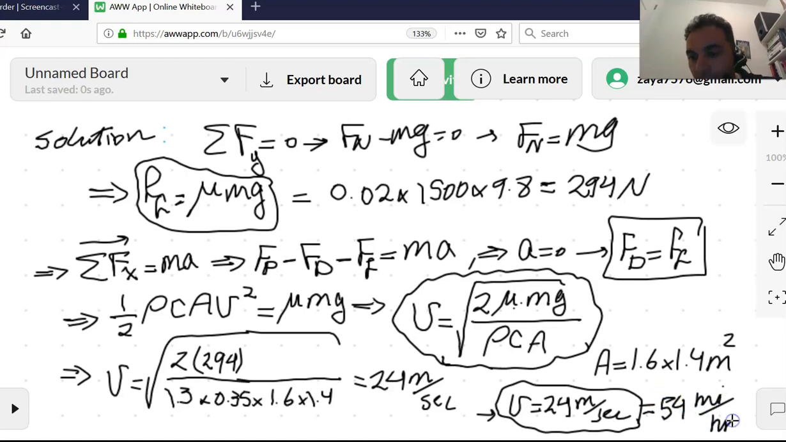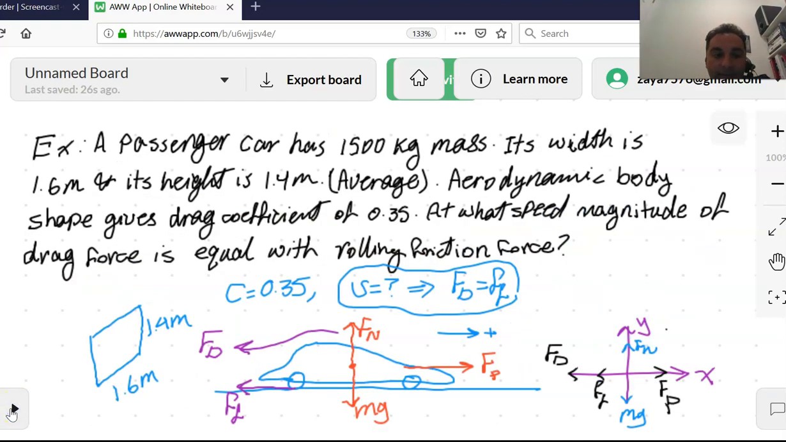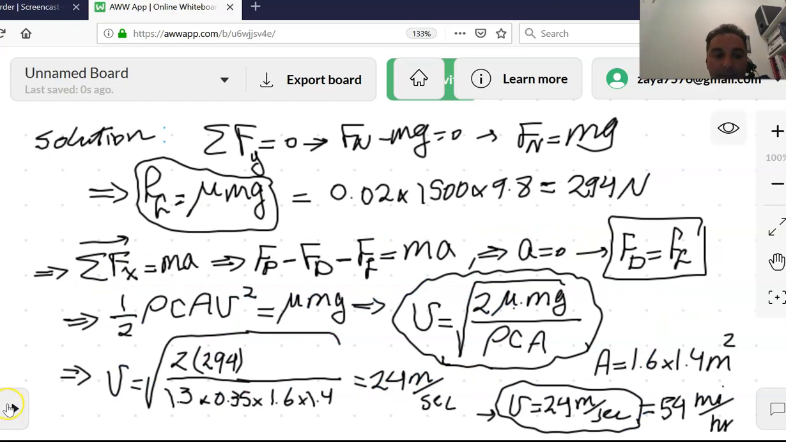Okay, so ladies and gentlemen, if you go with 54 miles per hour, depending on the concrete, the asphalt, the friction coefficient, when you go with 54 miles per hour, your drag force becomes equal with friction force. Hope you liked it, and please practice it to see what's going on. All right, so we went over drag force. This is the example that we did, and here is the solution.